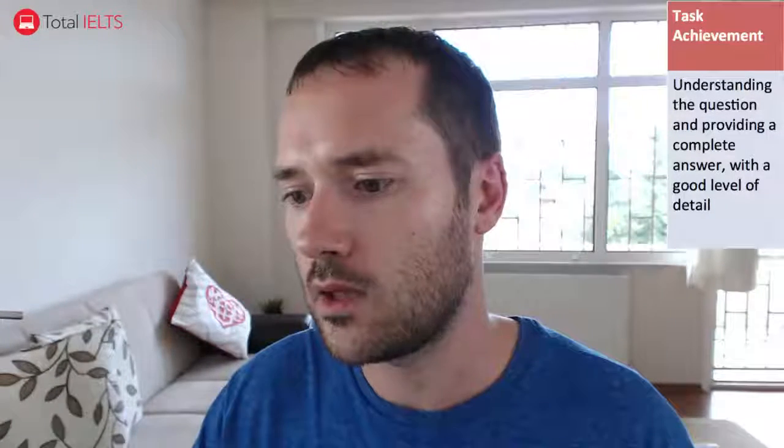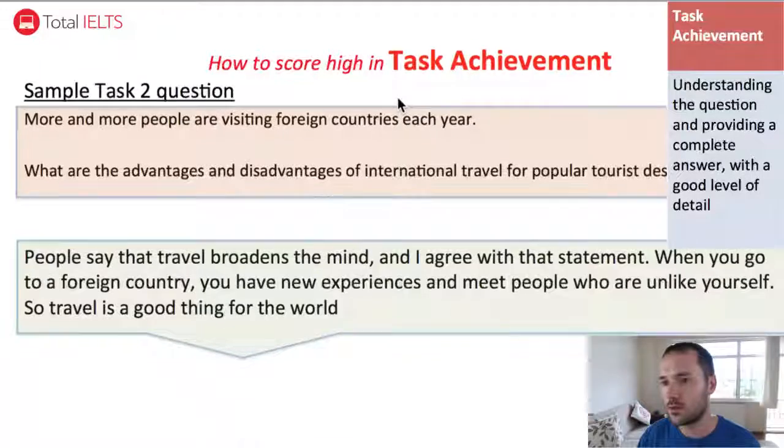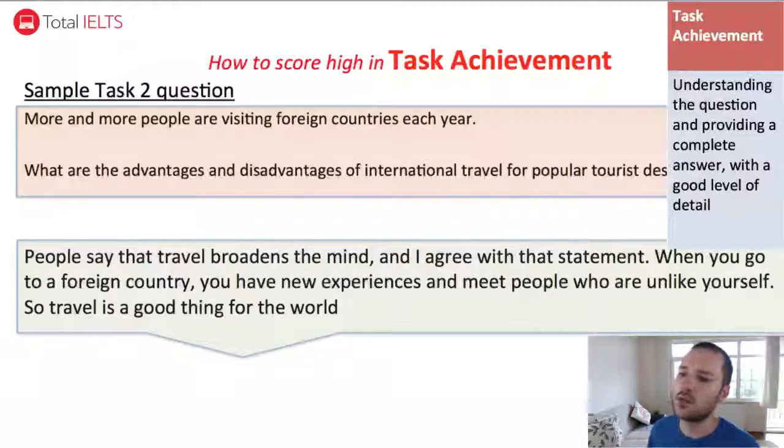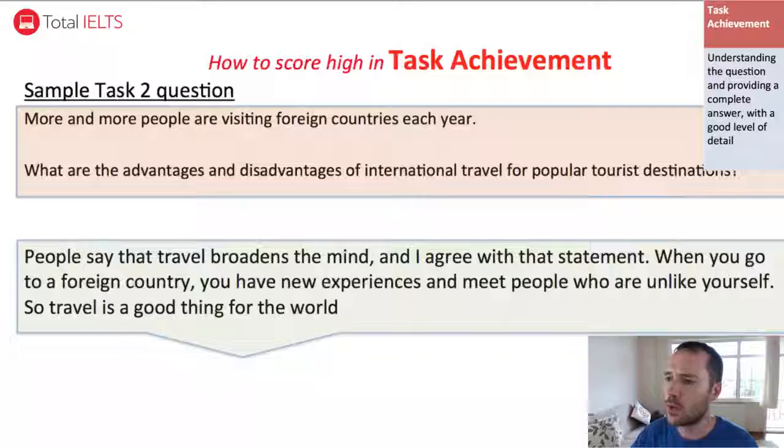So let's have a look at a sample answer, and maybe we can see if this particular answer, oops, apologies. Can you read that? Yeah. Let's see if this particular answer is sufficient. Would it score high in task achievement?